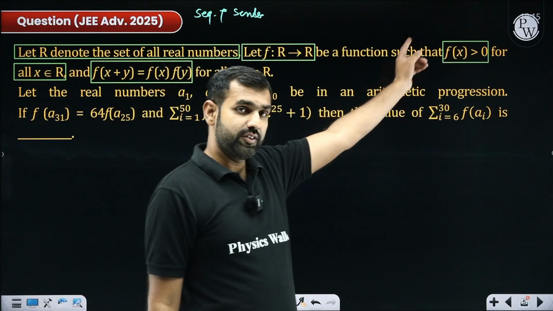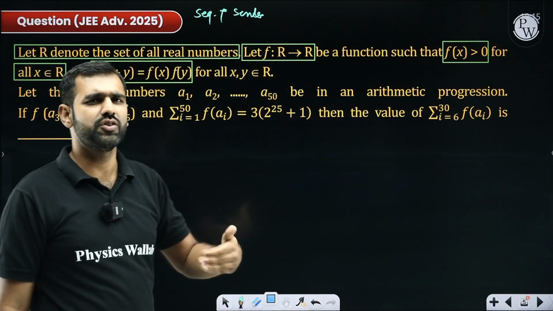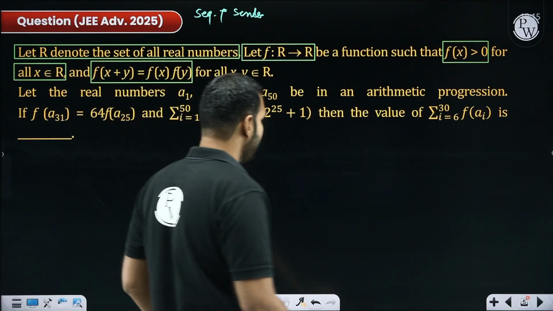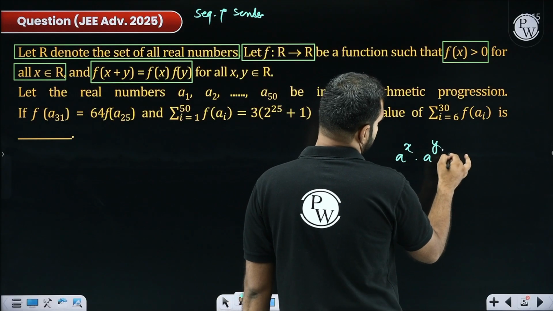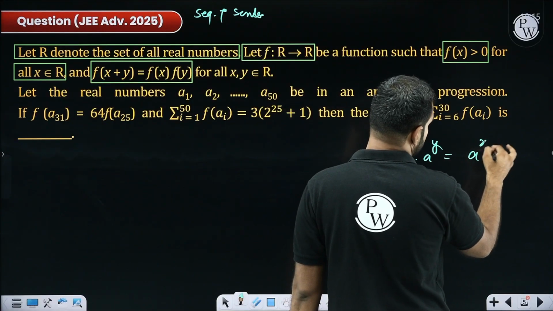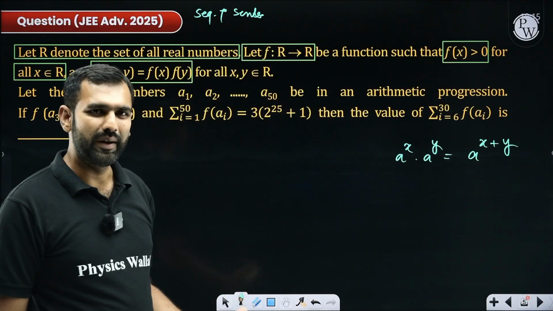Now, if f of x is always positive for all real x, and it is satisfying this, just pay attention to this pattern here. Have you not noticed something like this, that a to the power x into a to the power y is always a to the power x plus y? Yes or no? This we know from indices, right?